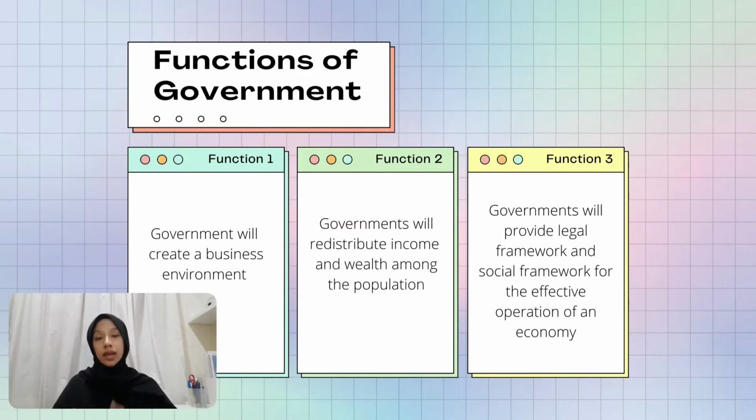Third, governments will provide a legal framework and social framework for the effective operation of an economy. The legal framework will include the legal status of business enterprises, private ownership, and others.